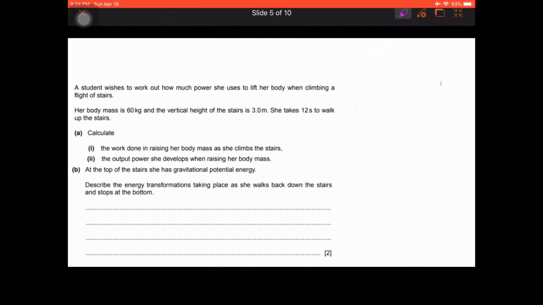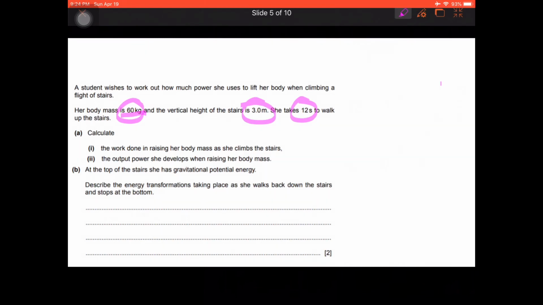Okay, let's move on to our second question. My advice: pause the video, work the problems out for yourself, and compare your final answer to my answer later on. A student wishes to work out how much power she uses to lift her body when climbing a flight of stairs. Her body mass is 60 kilograms and the vertical height of the stairs is 3.0 meters. She takes 12 seconds to walk up the stairs.